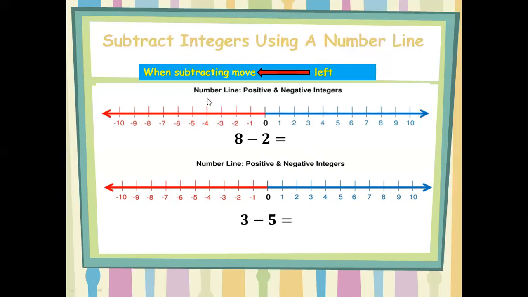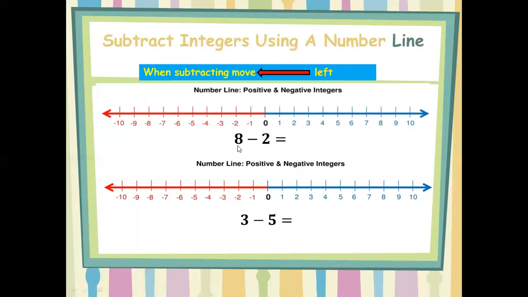Okay, now 8 minus 2. Simple as that. All of us know 8 minus 2 is 6. But how do we arrive at the conclusion that 8 minus 2 is 6? I know when you were small, you learned to keep 8 in mind and count 2 backwards, so you will get 6. But how do we get 6 using a number line? You move to the left. See, when subtracting, move to the left. So when adding, you move to the right, and when subtracting, you move to the left.